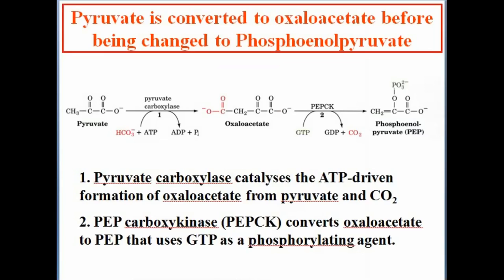glucose. We will look into one important, key gluconeogenic enzyme that is involved in the process of gluconeogenesis. We can call it pyruvate carboxylase. The principal role of pyruvate carboxylase is in the conversion of pyruvate to oxaloacetate. It catalyzes the ATP driven formation of oxaloacetate from pyruvate and carbon dioxide, which is in the form of bicarbonate ions. And this produced oxaloacetate, in the presence of another enzyme called phosphoenolpyruvate carboxykinase, gets converted to phosphoenolpyruvate. This step utilizes one molecule of GTP and one molecule of GDP is released.